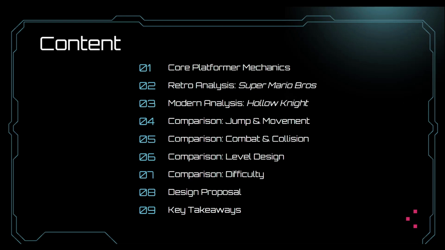And then we have four main categories of mechanics that we're going to be comparing them on, which is jump and movement, combat and collision, level design, and difficulty. Then I'll wrap it all up by pitching a new mechanic idea, which is inspired by Hollow Knight, and then we'll have some key takeaways from it all.